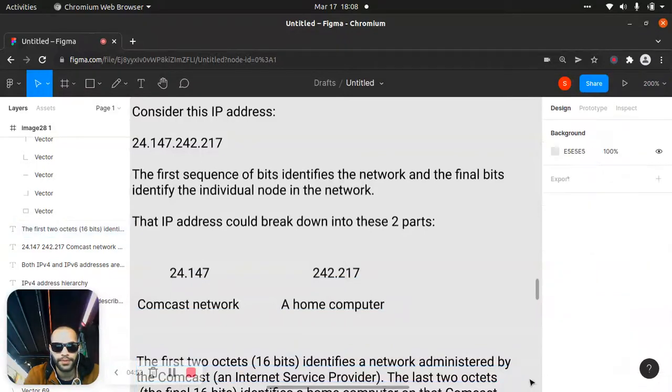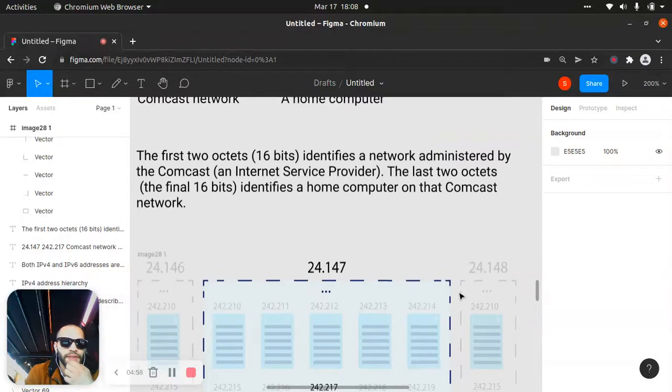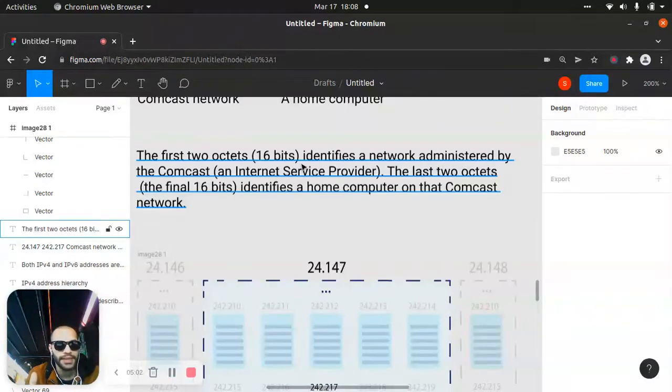Now we will go into the details. The first two octets. One octet is 8 bits, so two octets mean 16 bits. If we want to express it as a hexadecimal number, it will be 16 only.